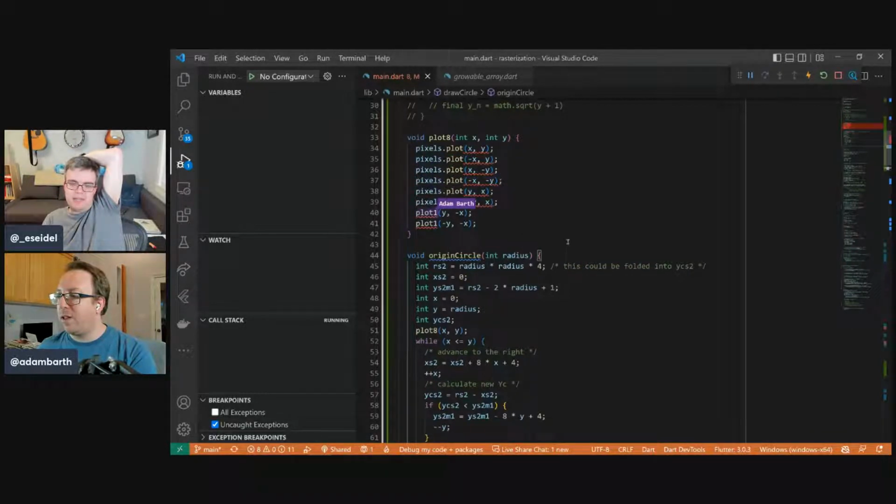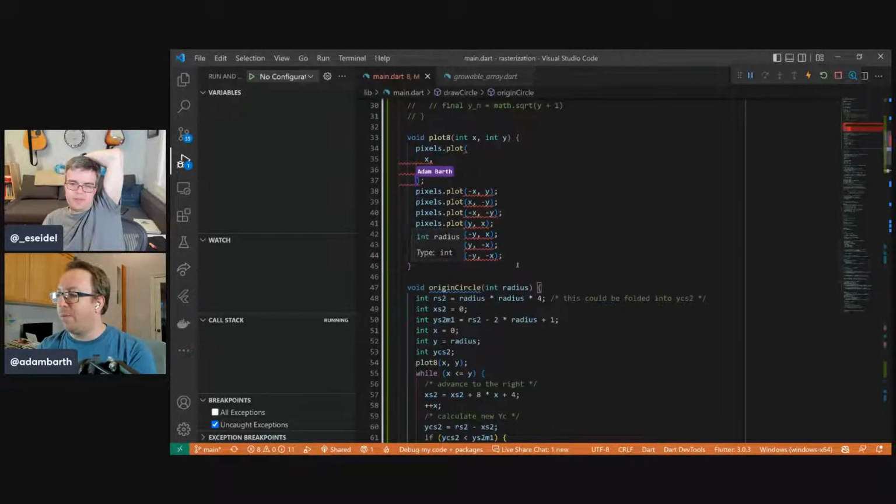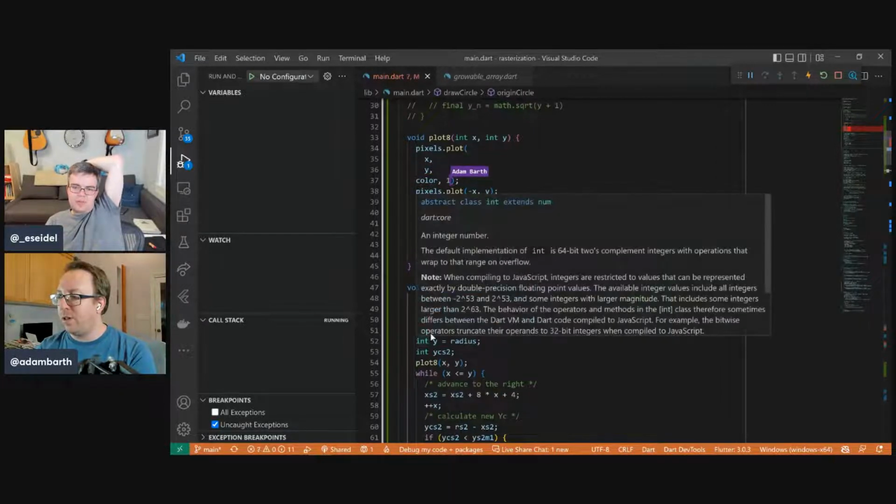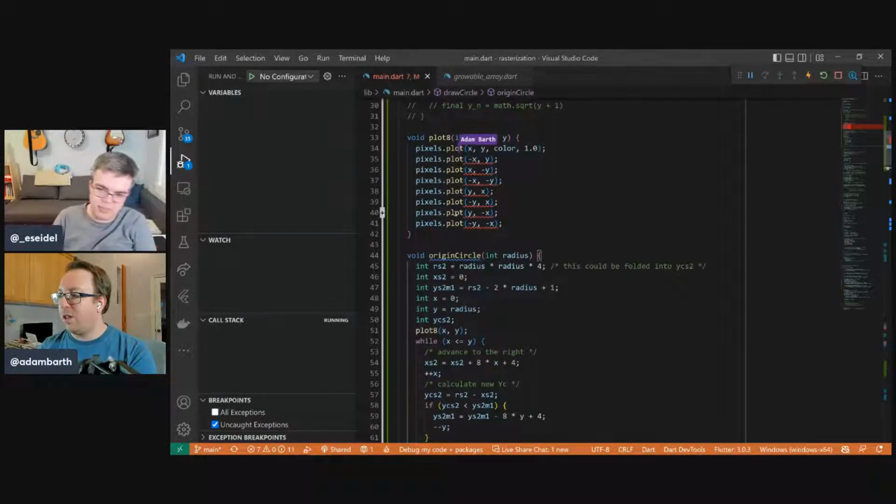Our pixel plot doesn't take integers, but sure. Well, we can fix that. Okay, and then we want to pass in color, and 1.0 is our intensity. Well, why don't we just add a plot 1 that does that? But go ahead. Okay, sure. Right, we can just save ourselves a ton of typing.